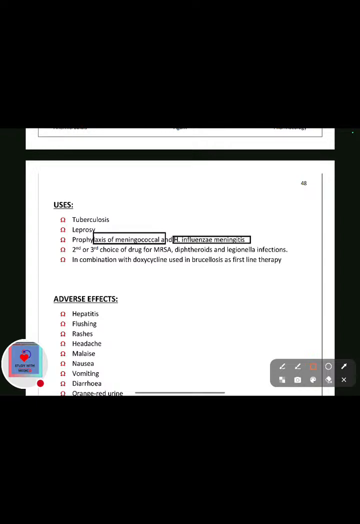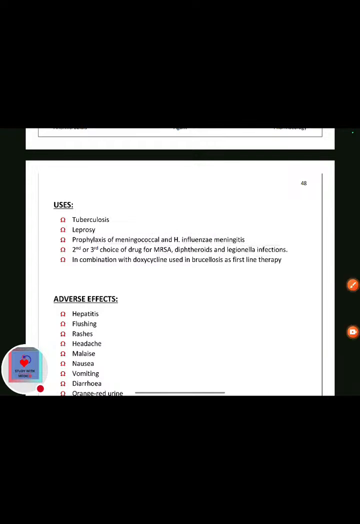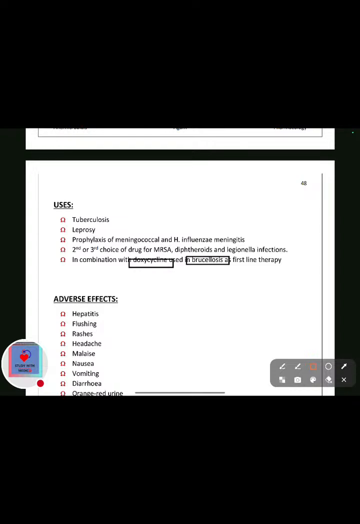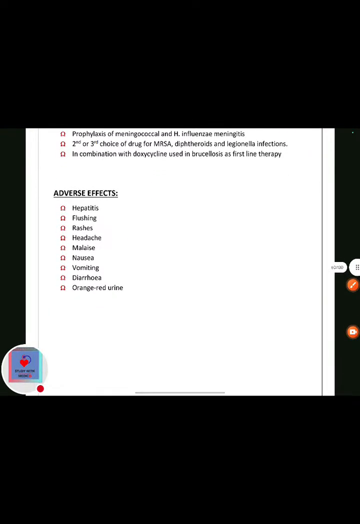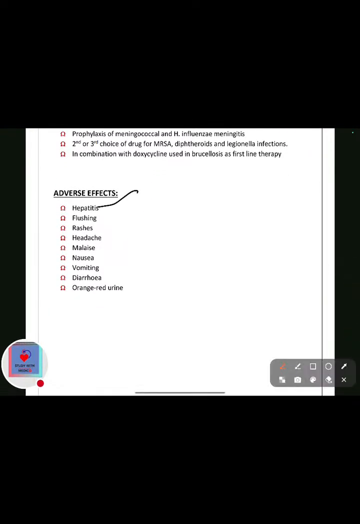It is second and third choice for MRSA, diphtheroids, and Legionella. But the first line therapy for brucellosis is doxycycline plus rifampicin. Talking about adverse effects, same, hepatitis.